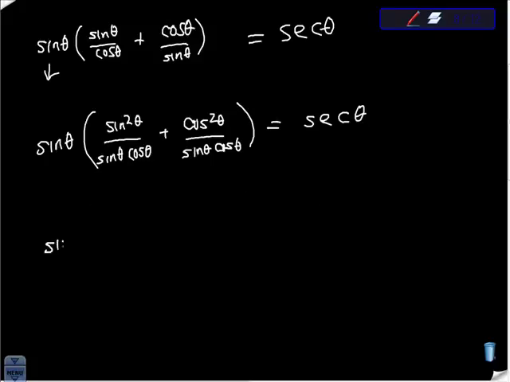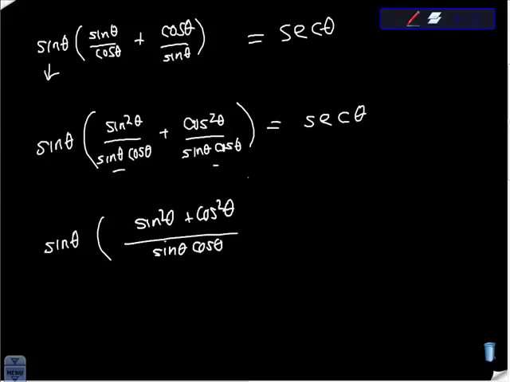So here's my sine theta on the outside, but on the inside I'm going to put these fractions together, and that's sine squared theta plus cosine squared theta, over the common denominator sine theta cosine theta, equal to secant theta. Hopefully you're going, wow, okay, that's good.